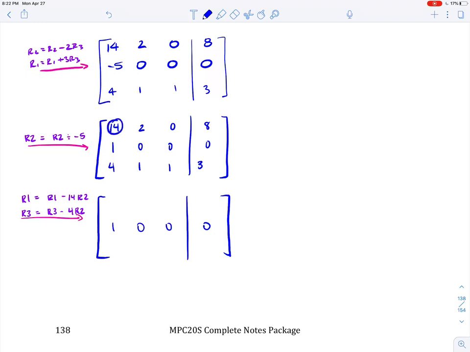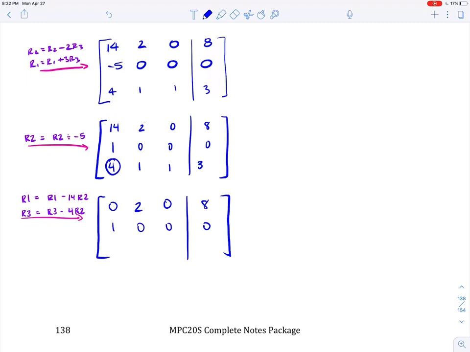Again, my row 2 is going to stay all the same, so I'm just going to write that in. Now, row 1 is subtracting 14 row 2s. So I have 14 minus 14 times 1. 14 minus 14 is 0. Now I have 2 minus 14 times 0, which is 2 minus 0, which is 2. I have 0 minus 14 times 0, which is 0. And I have 8 minus 14 times 0, which is still 8.